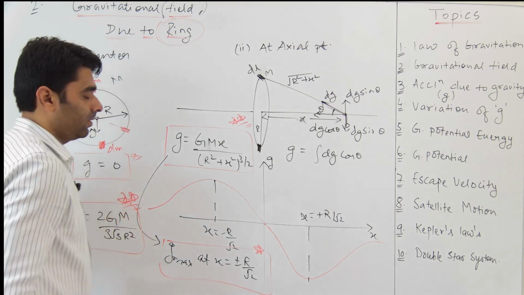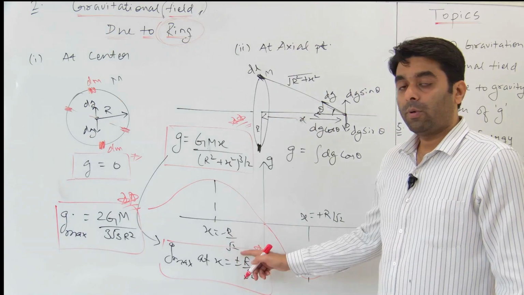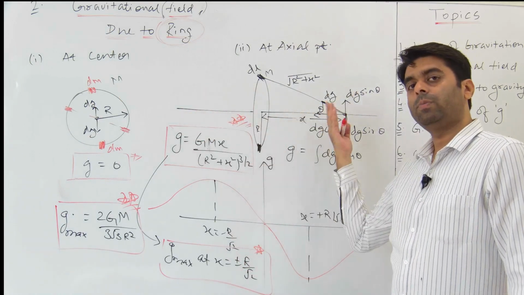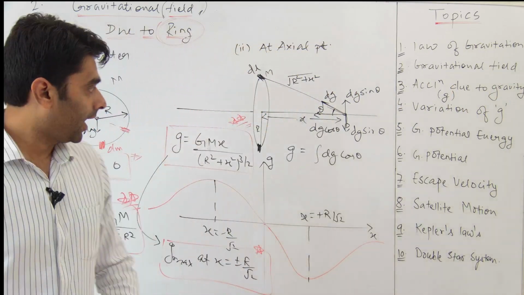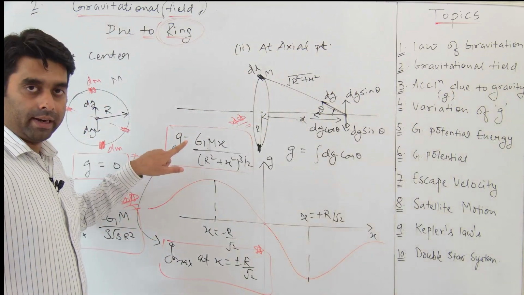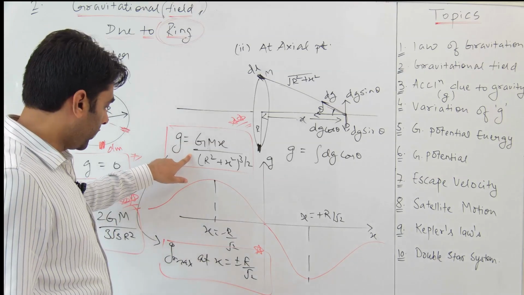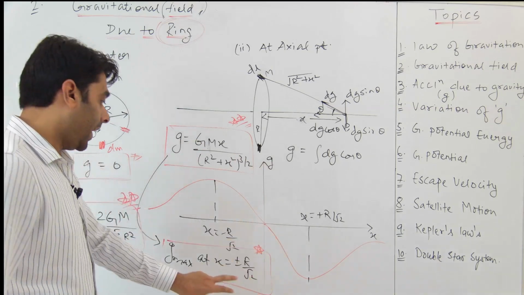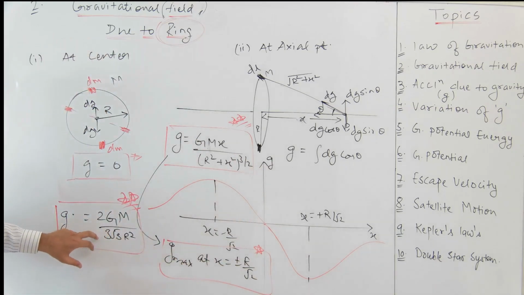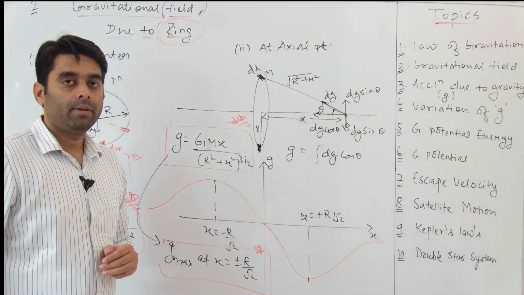This is the value of maximum gravitational field at the point r by root 2, minus r by root 2, plus r by root 2. Magnitude wise it will come the same only, right? I hope this is clear. So this is the result at an axial point. This is how we write down gravitational field at axial point. At x equals plus minus r by root 2, we get the maximum value, and the maximum value is 2GM by 3 root 3 r square, right? Next, let us look at other elements.